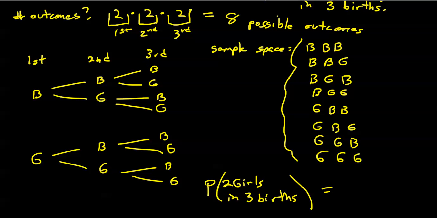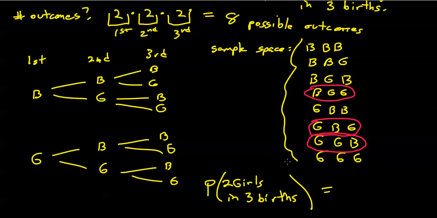Alright, now remember, our language says 2 girls means exactly 2 girls. That means 2 girls and 1 boy. And I have to then look at my sample space and say how many of these outcomes have 2 girls and 1 boy. I believe there's one. 2 girls and 1 boy, there's one. And 2 girls and 1 boy, there's one. And I believe that's it. There's 3 of those outcomes that have 2 girls and 1 boy.